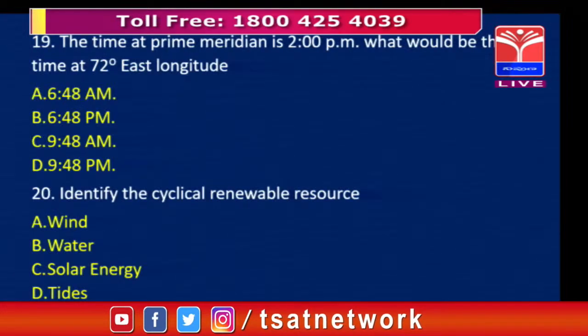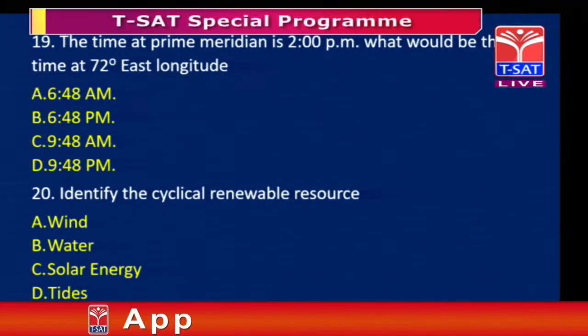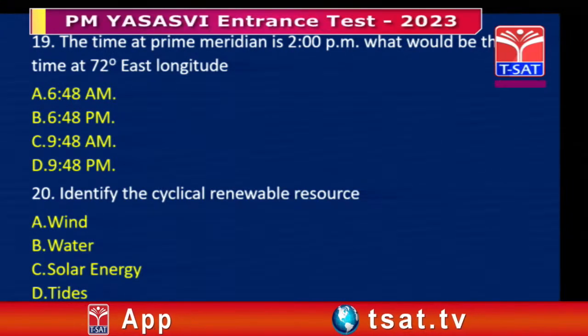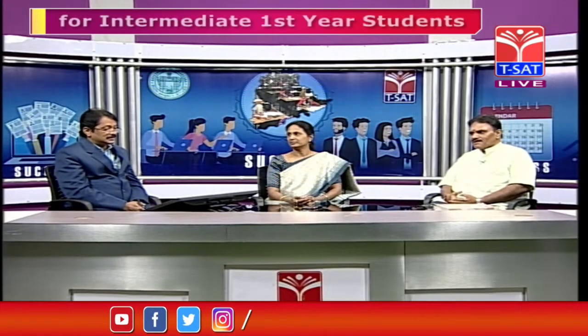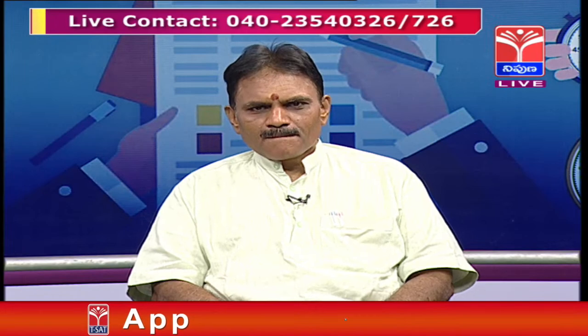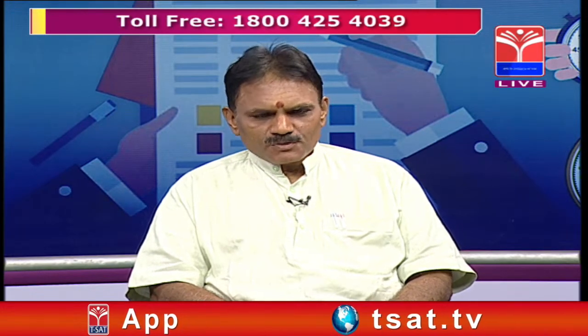Now we are shifting to the next one. At the time the prime meridian is 2 p.m., what would be the time at 72 degrees east longitude? Here it is a small calculation of longitude and time. It is an application question. Students should first understand the meridians, what a prime meridian is, and its importance related to the time given.